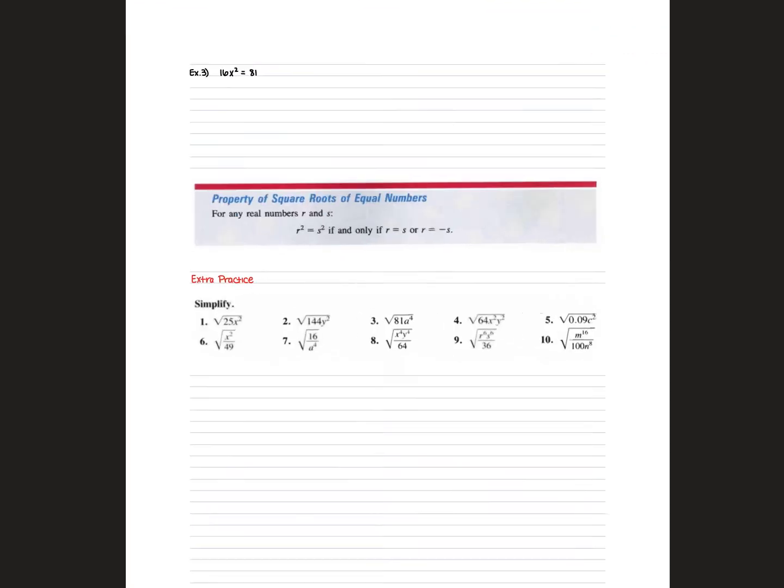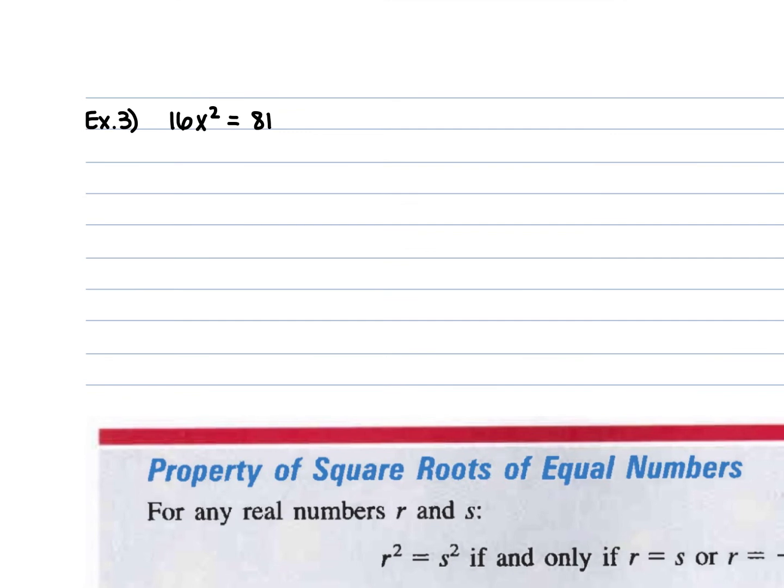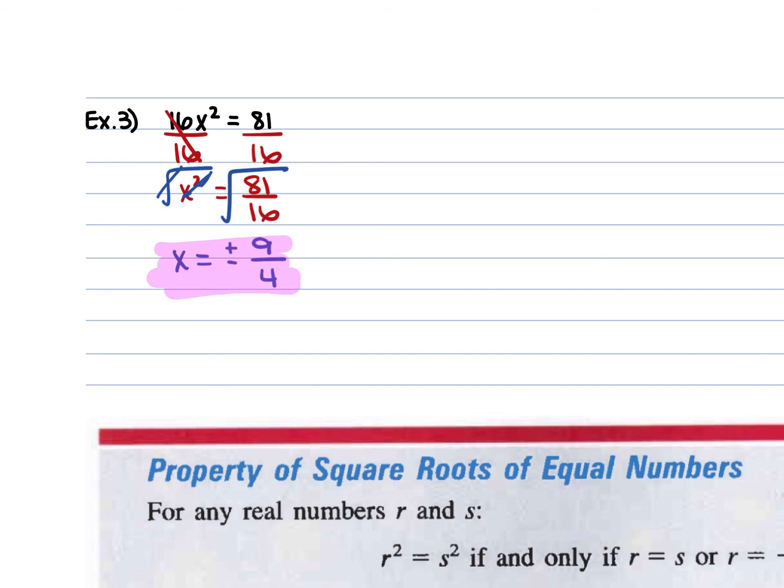For our next example, which is the last example in this lesson, we have 16x squared is equal to 81. So again, we're going to divide each side by the 16 to get x squared by itself. We have x squared is equal to 81 over 16. We're going to take the square root of both sides. That cancels out the power on the right side with x, so it's just x. We're going to put the plus or minus in front of our answer. The square root of 81 is 9. The square root of 16 is 4. So we just have x is equal to plus or minus 9 over 4.